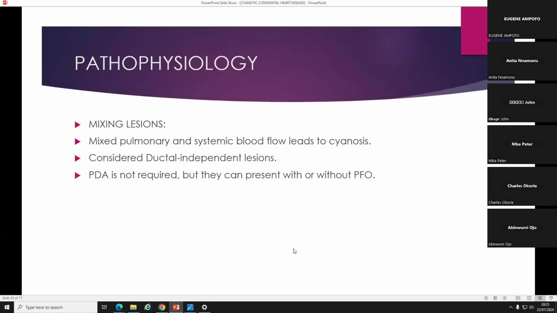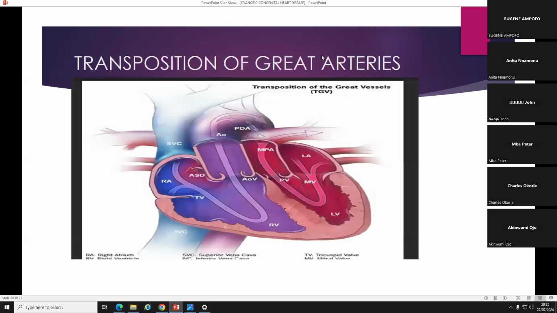In mixing lesions, there is mixed pulmonary and systemic blood flow, which leads to cyanosis. And these are considered ductal independent lesions. They do not require a ductus arteriosus in their pathophysiology, and they can present with or without patent foramen ovale. They include transposition of the great arteries, whereby the pulmonary artery, instead of arising from the right ventricle, arises from the left ventricle, and the aorta, instead of arising from the left ventricle, arises from the right ventricle, as this picture shows.